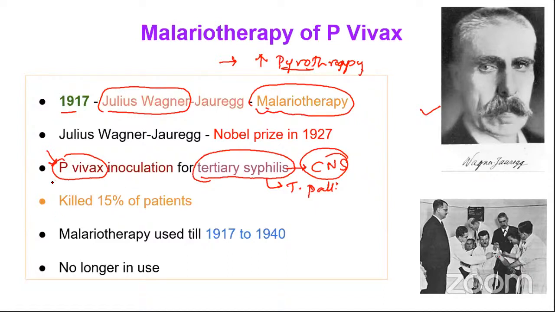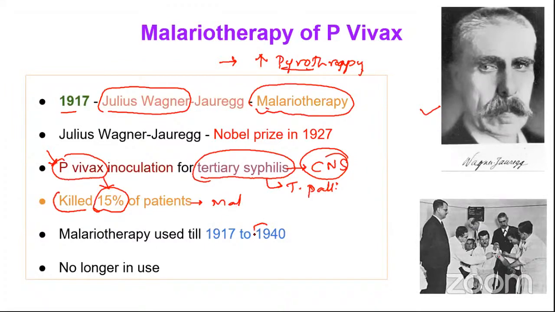But what happened was that in certain cases, nearly 15% of the patients were killed because of the malaria. We were able to treat tertiary syphilis, but unfortunately the patient died because of the complications of malaria.